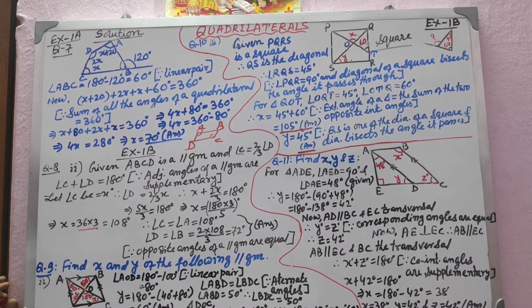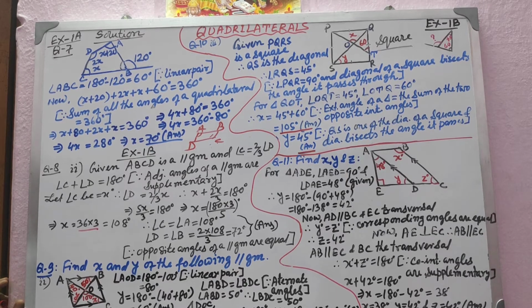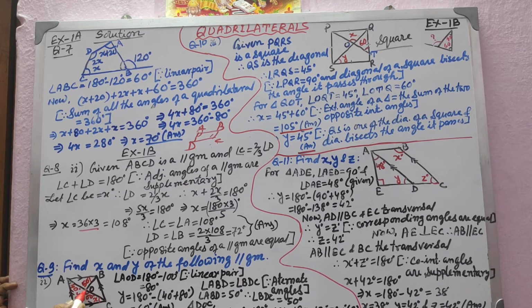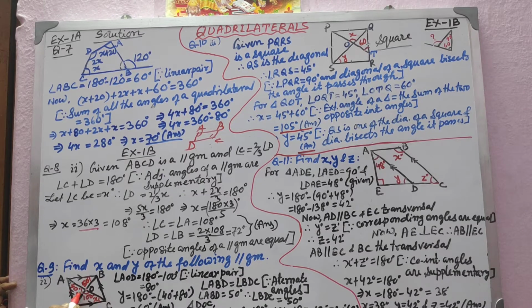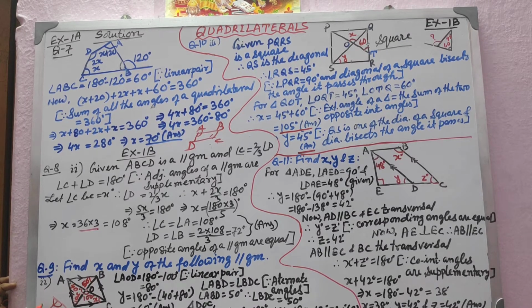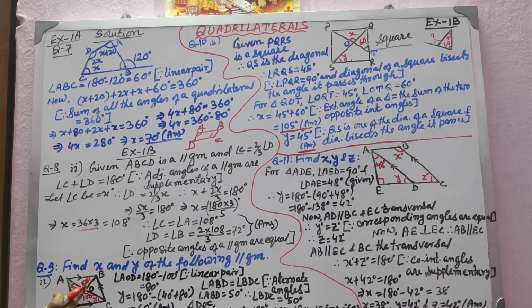It's a parallelogram. You should know the parallelogram properties for that. First of all, see here, this is 100 degree given to you. What will be this particular angle? This particular angle will be a linear pair. Here 100 degree is given to you, so here it will be 180 minus 100, that is 80 degree. So this will be 80 degree.